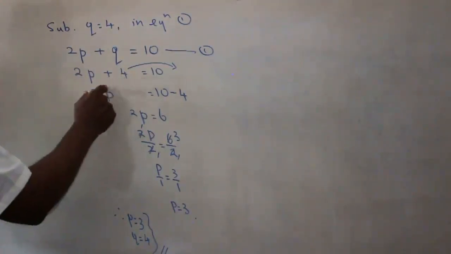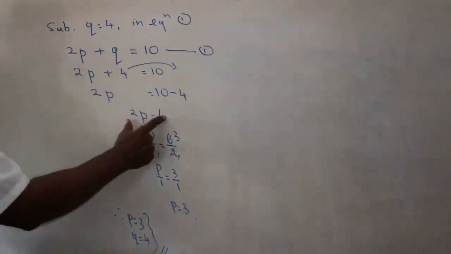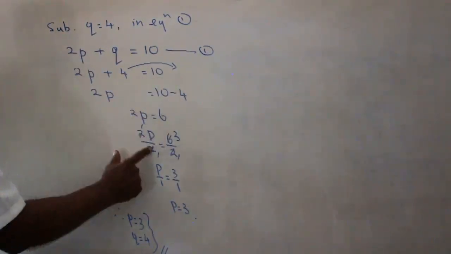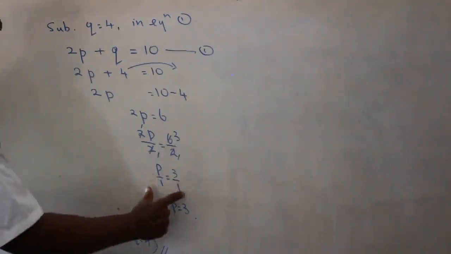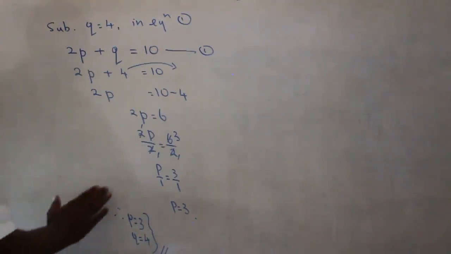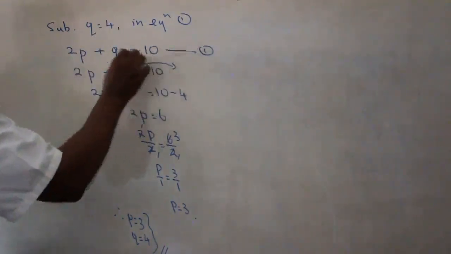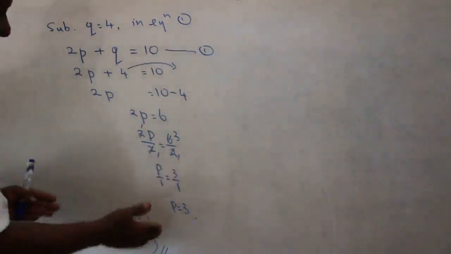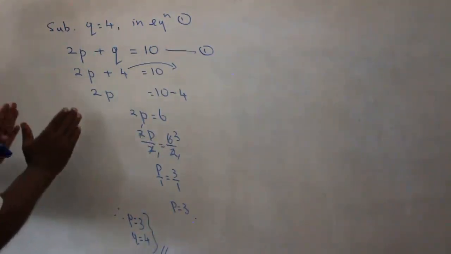Then 2p is equal to 10 minus 4. 2p is equal to 6. Getting rid of the 2, you divide both sides by 2. You get p over 1 is 3 over 1, which is p is equal to 3. You get p is equal to 3, q is equal to 4. That is the end of the problem. You can even substitute in equation 2 and get the same answer. But let's stick to what we know now and slowly go further.